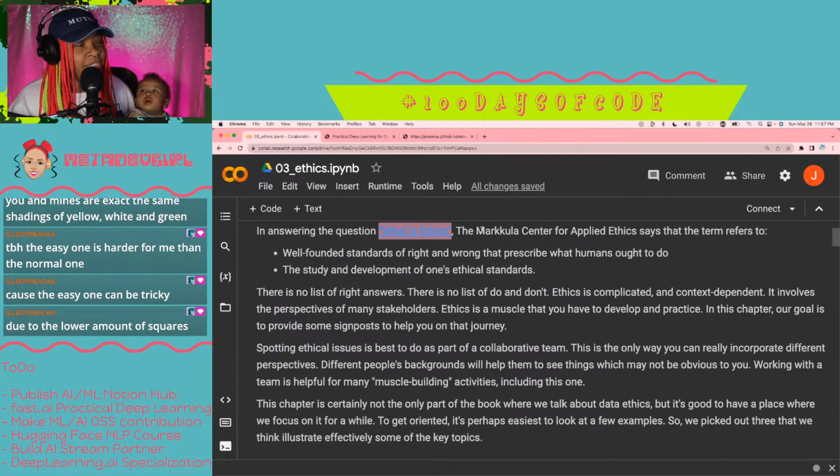In answering the question, what is ethics? The Markkula Center for Applied Ethics says that the term refers to well-founded standards of right and wrong that prescribe what humans ought to do. The study and development of one's ethical standards. There is no list of right answers, there is no list of do and don't. Ethics is complicated and context dependent.